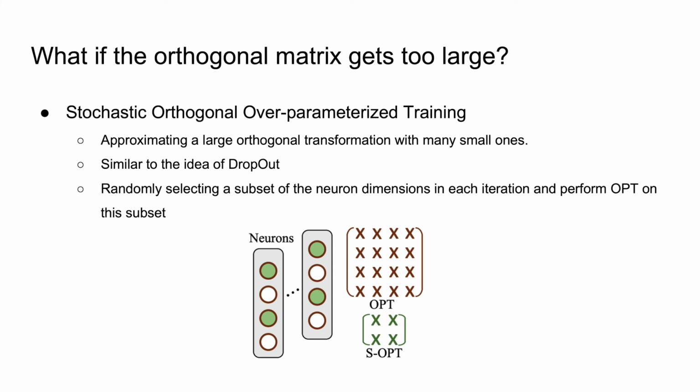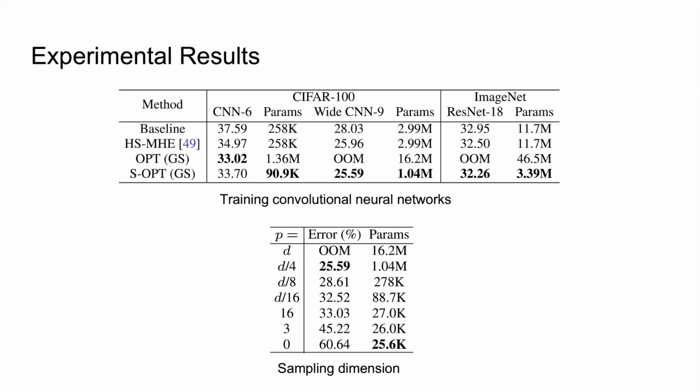One shortcoming is that our original framework may need to learn large orthogonal matrices in certain cases, which is computationally prohibitive. To address this, we propose stochastic OPT, which approximates a large orthogonal matrix with many much smaller ones. Specifically, we randomly select a subset of the neuron dimensions in each iteration, and then perform OPT on this subset. We also show that stochastic OPT yields comparable performance to OPT, but is far more scalable and parameter efficient.